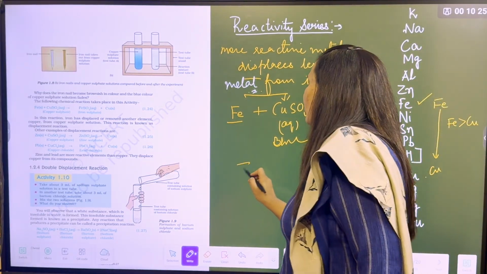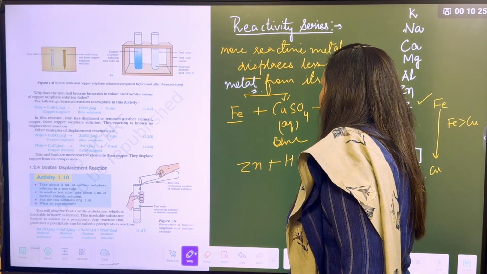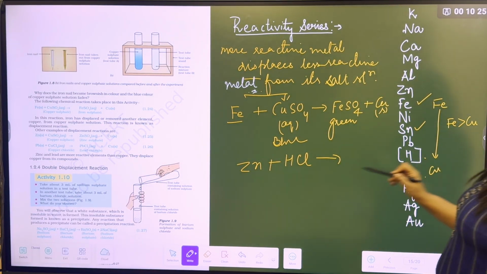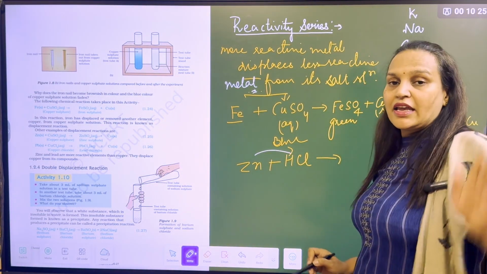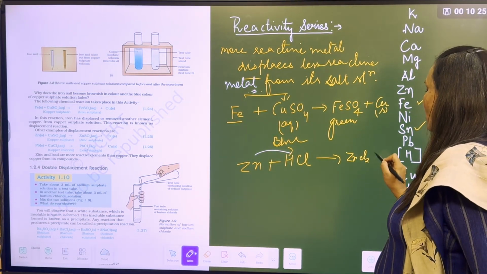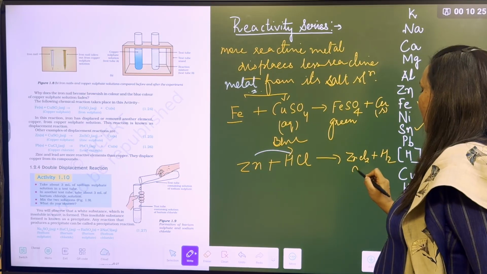So there are so many reactions. Like if I use zinc plus hydrochloric acid. So see, zinc is above the hydrogen. So zinc is more reactive. It can push, it can displace the hydrogen out and form the compound here. Everybody clear?